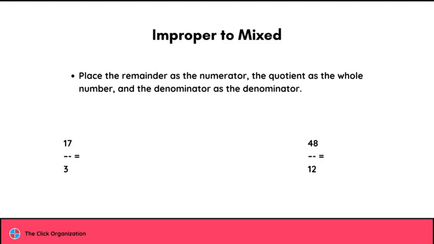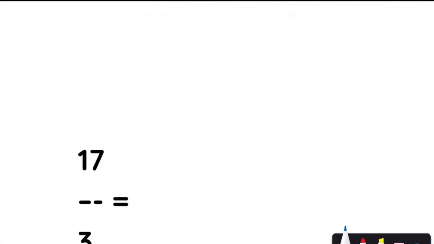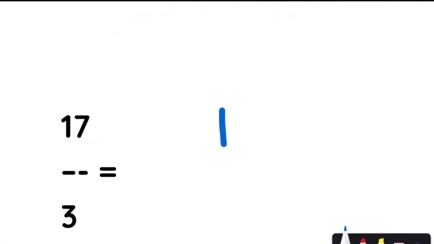In order to convert an improper fraction to a mixed one, we first do the division, and then we place the remainder as the numerator, the quotient as the whole number, and the denominator as the denominator, so it doesn't change. Let's take a look at an example. So we have 17 divided by 3. So let's do the division.